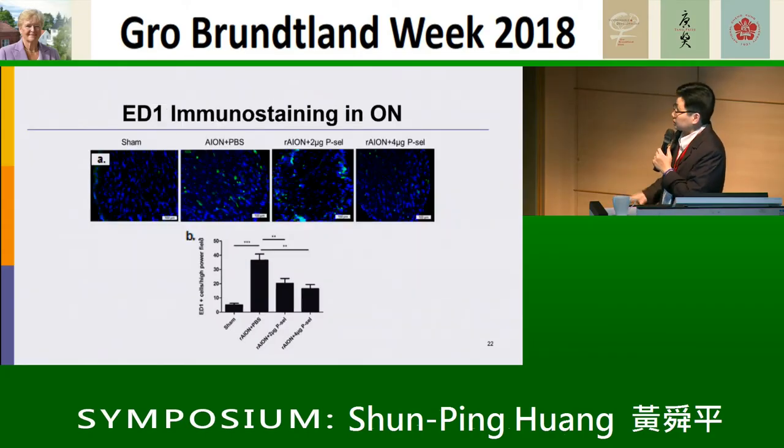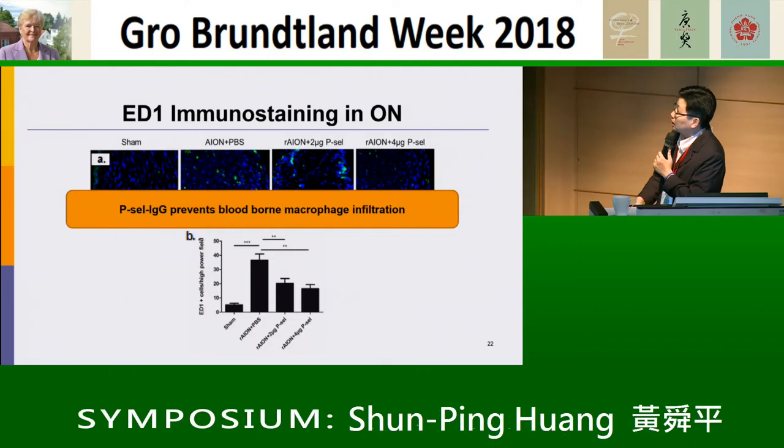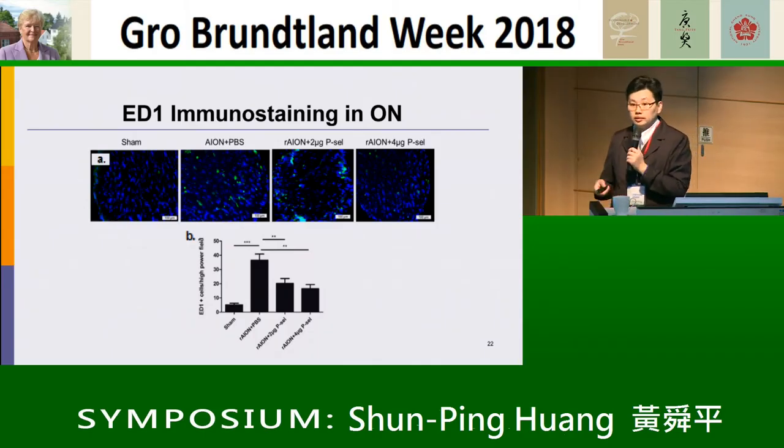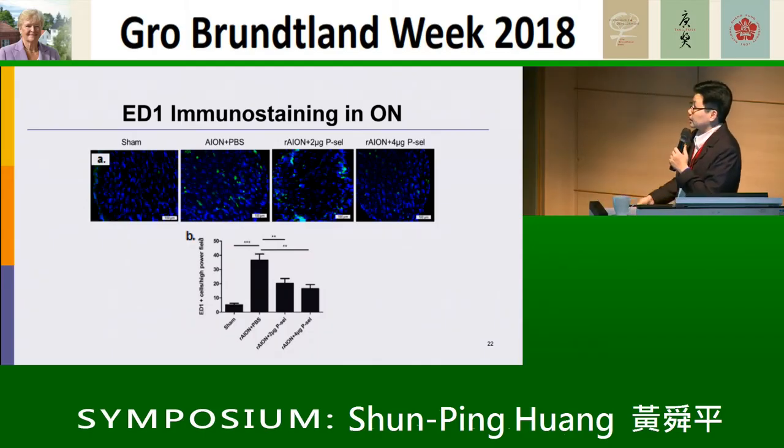Okay, sorry. The ED1 is the marker for active macrophage and microglia cells. As you can see, it can decrease the inflammatory cells in the optic nerve.